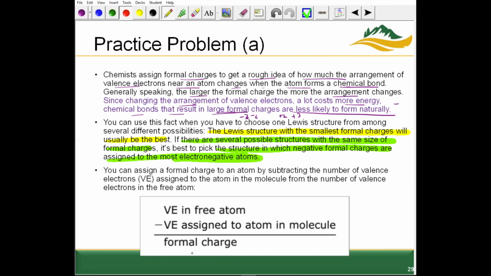So we assign formal charge by looking at the valence electrons in a free atom and then the valence electrons assigned to that atom within a molecule. Do we see bonds around that atom? Do we see electrons that are not in bonds around that atom? This is how we tell the valence electrons assigned to an atom within a molecule. Does it have bonds coming from it or just electrons that are not in bonds?